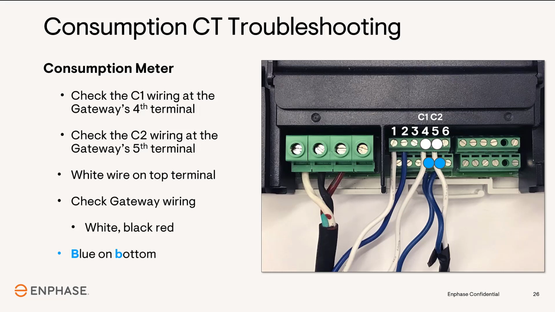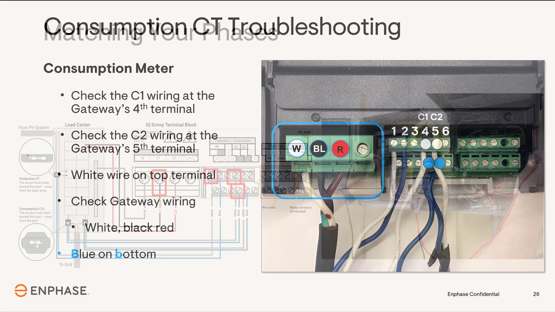The white wire will be installed on the top terminal block and the blue wire on the bottom terminal block. Check the gateway's power wires. Wiring these incorrectly will also show as reversed polarity. Don't forget to do your tug test to make sure the wires are secure.